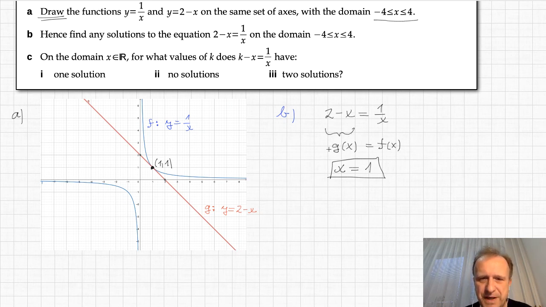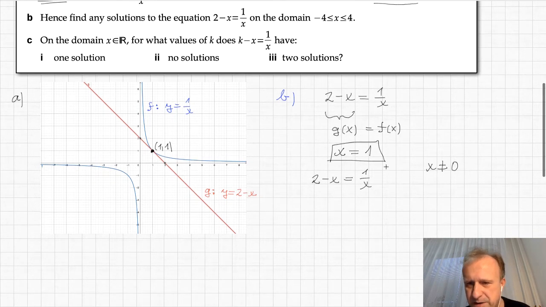There is also another way to solve equations. You do not need to use graphical methods. You may use algebraic ones. So let me do that in this second way. I will copy the equation first: 2 minus x is 1 over x. Okay, first let us suppose that x is not equal to 0, because the function f of x is not even defined at that value.